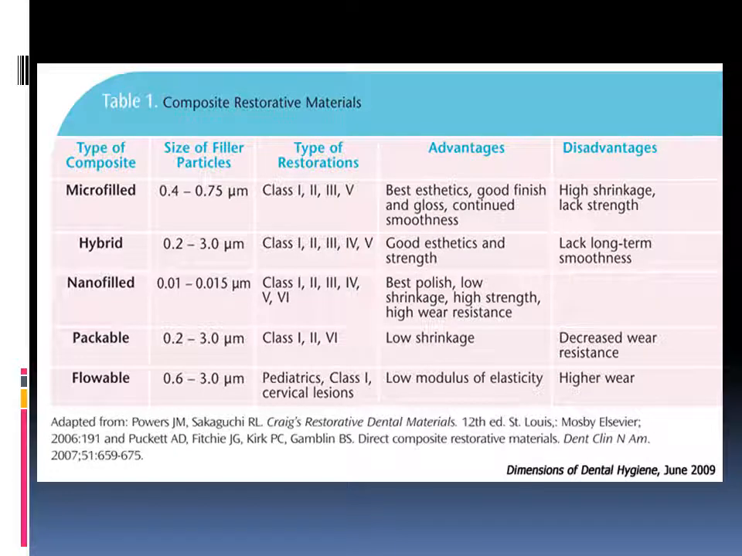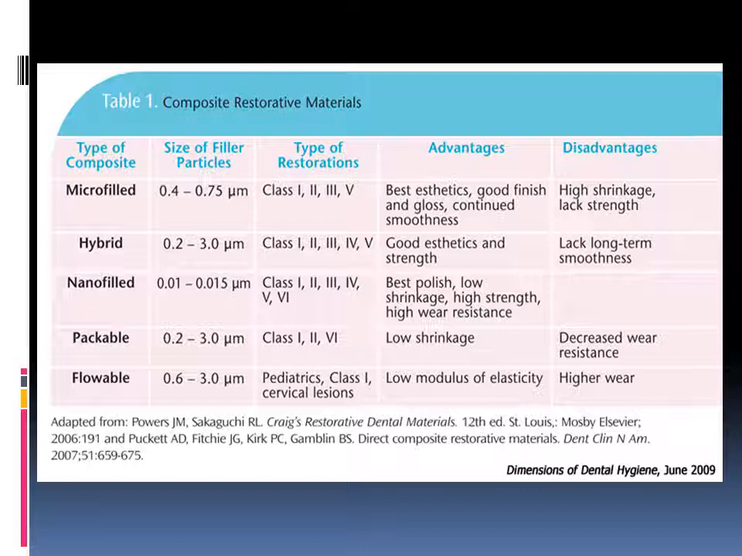So again, this is a table that summarizes the different advantages, disadvantages, along with the type of composites and the application. So let's have a look at the microfill. This table is good enough if you want to remember the classification and the advantages, disadvantages, and application. It's everything basically summarized in a table. The microfill, the size of the filler particle is 0.4 to 0.75 micrometer. It can be used in class 1, 2, 3, and 5. Advantages: good aesthetics, good finish, and gloss. The smoothness and gloss is retained over time. The disadvantage is that it lacks strength and has high shrinkage.